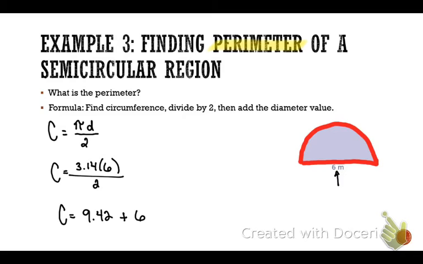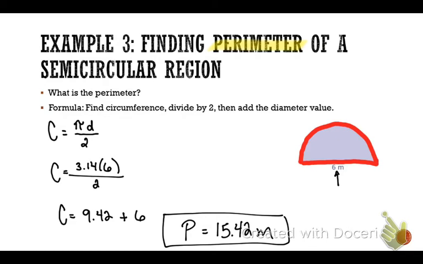So the perimeter, I'm going to say P, because P is perimeter, equals 15.42 meters. So it's the same thing I just did in example 2 to find circumference, but I had to divide by 2. Why did I divide by 2 for circumference? Did I have a whole circle? No, I only had half of a circle. So I divided by 2 to get half of the circumference, and then I added my diameter.